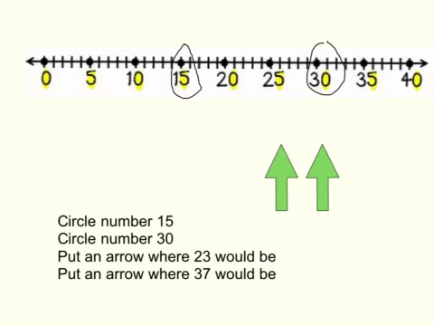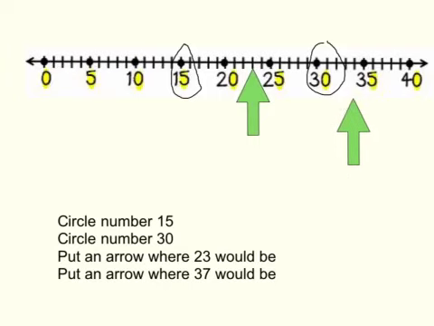But it's a little bit trickier to find numbers that aren't written on the number line. If I wanted to find the number 23, I would have to start by finding my 20 and then counting up 1, 2, 3. That would be the number 23. If I wanted to find the number 37, I would probably start from 35. That's the closest number. And then I would go 36, 37.